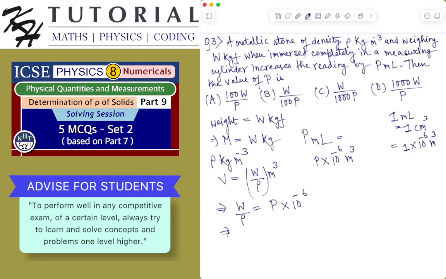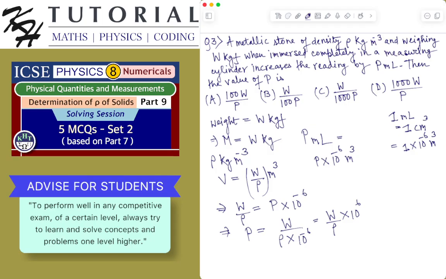This implies P is equal to W by rho multiplied by 10 to the power 6. W by rho multiplied by 10 to the power 6 should be the value of P, and I am not having any choice. Let me see if I have done correctly or not.